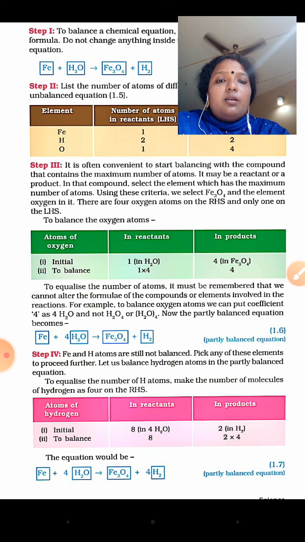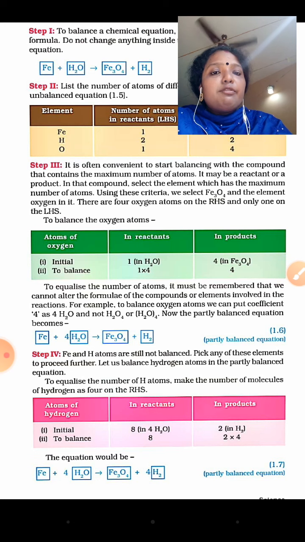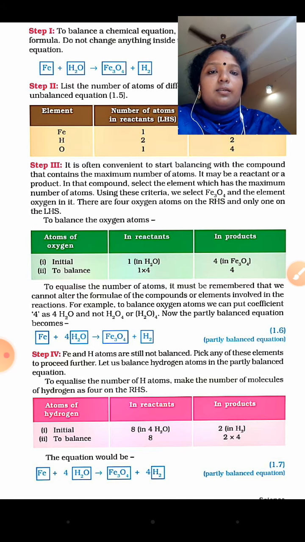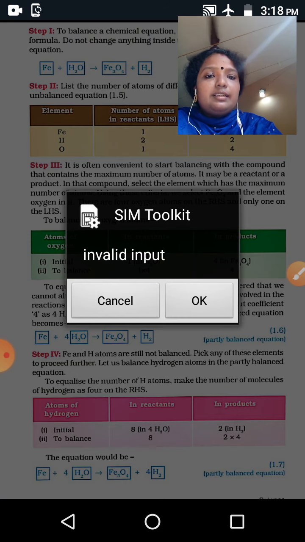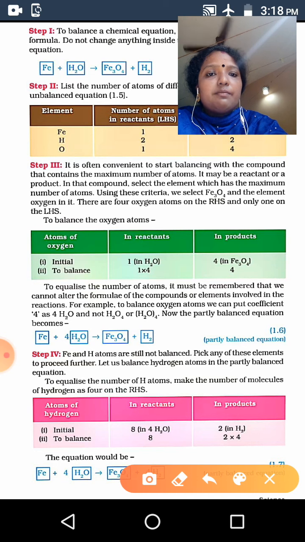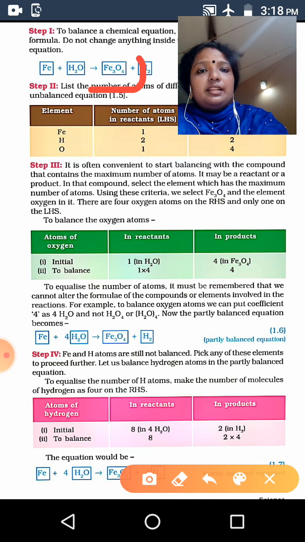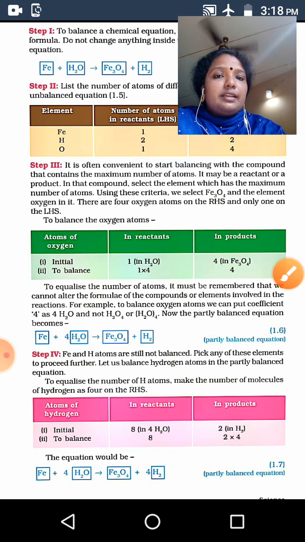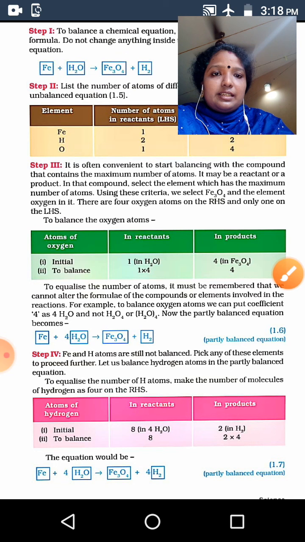Okay, on the next step, we have to find the maximum number of atoms present in this equation. In this equation, the maximum number of atoms is in Fe3O4. So we have to take Fe3O4 first.